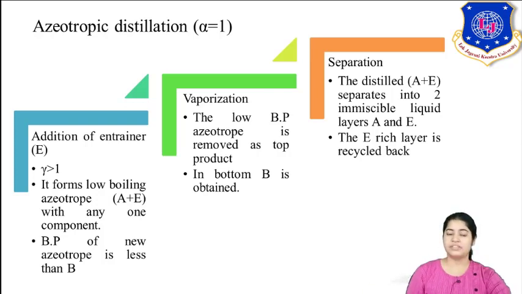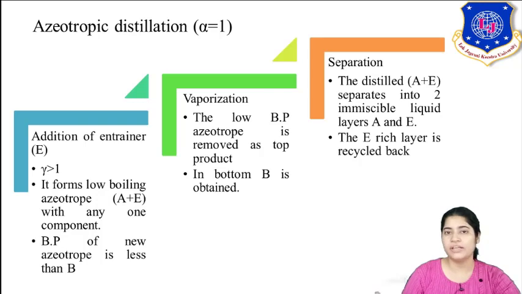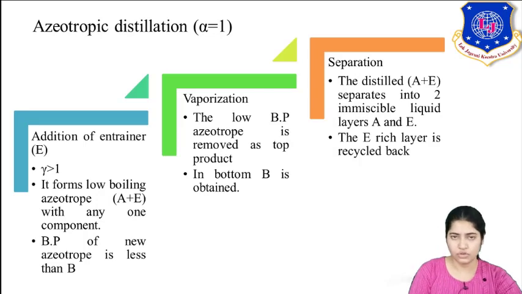The first step is addition of an entrainer. What is an entrainer? You are adding a third component here. Suppose for a mixture of A plus B, I am adding an entrainer, E, right? What kind of entrainer? This entrainer has an activity coefficient greater than 1. We discussed in the section on non-ideality, when your activity coefficient is greater than 1, this leads to formation of a low boiling azeotrope. It means it now shows positive deviation from ideality. Hence, what does it form? It forms a low boiling azeotrope. So now a new low boiling azeotrope is formed.